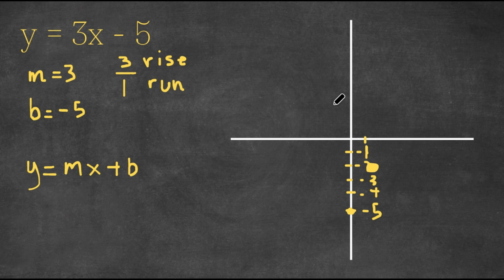So now, as you can see, we have to continuously do that until we reach the end of our graph. So we go up by 3 units, 1, 2, 3, and we go to the right by 1 unit. So our next point would be over here. Now we go up by 3 units, 1, 2, 3, and we go to the right by 1. And I think we could do it one more time, 1, 2, 3, and to the right by 1. So now, as you see, we have a line.